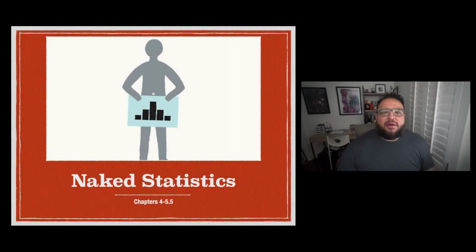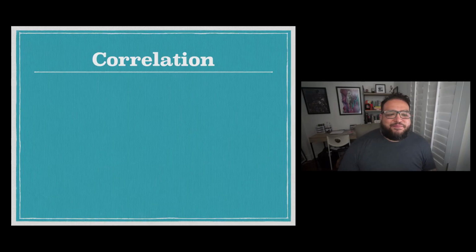Hi everyone, we're back here again, and we are covering the Whelan book, chapters 4 through 5.5, and we are covering correlation and probability and the Monty Hall problem. So let's go ahead and get started.